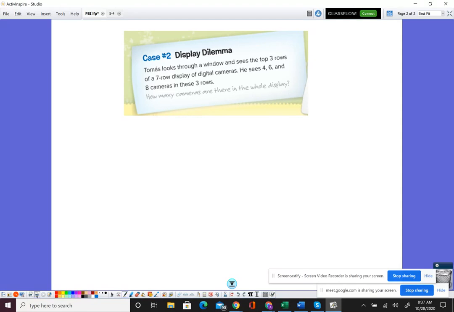So we know that we're seeing the top 3 rows. We know that the top row has 4 cameras on it. The second row has 6, and the third row has 8. So let's talk about planning out some strategies. Anyone have any suggestions on how you want to do this? We could continue the pattern.